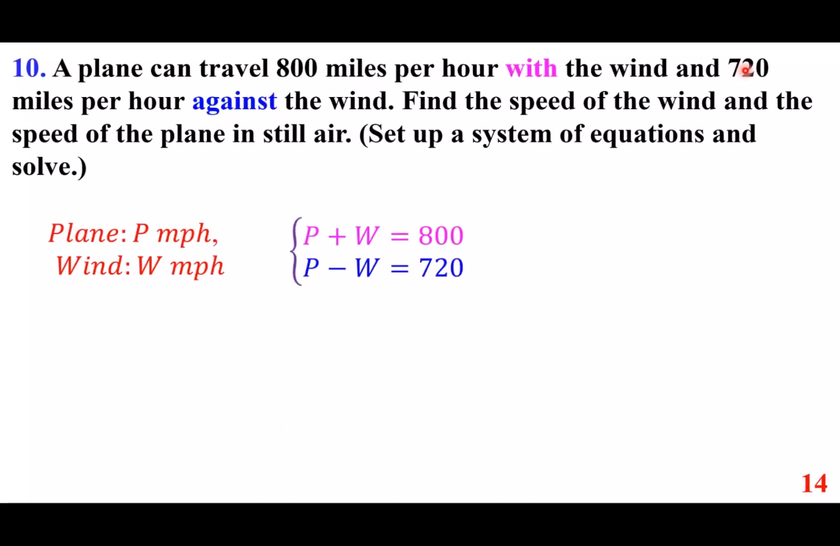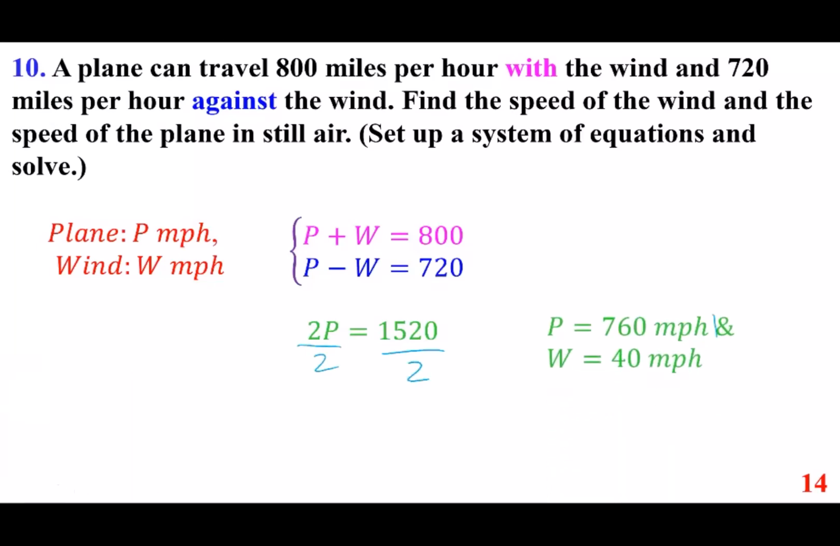So it's ready to go. All you have to do is add up the left side. If you add up the left side, these two cancel each other. We get 2P. And the right side is 1520. Divide both sides by 2. P becomes 760 miles per hour. And if you put it in the first one, for example, 760 and what number makes 800? The wind is 40, which works with the second one as well. You really have to check with both equations.